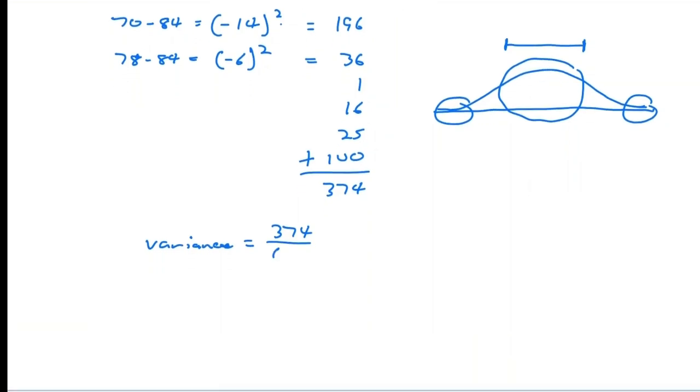So to compensate for that and kind of correct for that, we're going to divide by 6 minus 1. We're going to subtract 1 from our sample size. And when I divide by a smaller number, I get a bigger number. So dividing by 5 instead of 6 is going to give me a larger number, in this case 74.8.